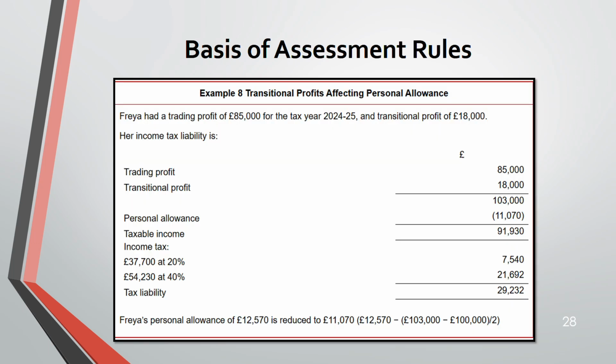Now, example 8 will help you to understand this better, how transitional profit will affect your personal allowance. Your trading profit is 85,000, transitional profit is 18,000. So add both profits. Because you have added, you see your net income is more than 100,000, so your personal allowance will reduce. And this is your taxable income: first 37,700 at 20%, balance at 40%. It is given here how personal allowance is reduced: 103,000, you deduct 100,000, take half of it and subtract it from 12,570.